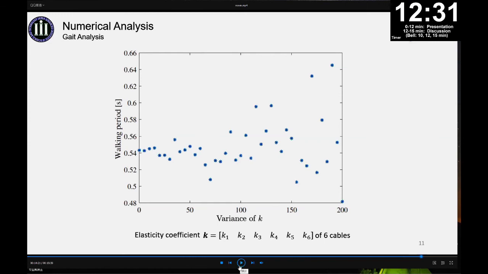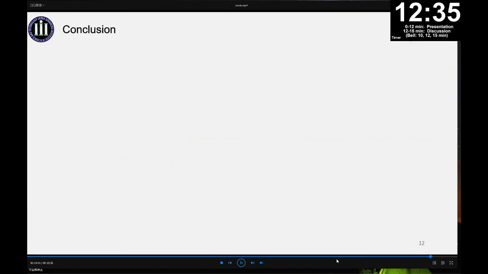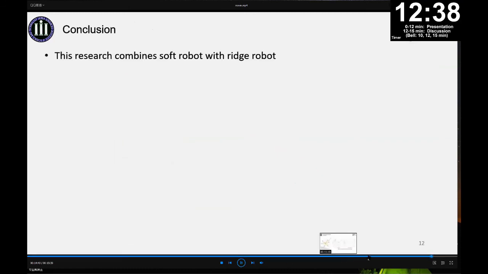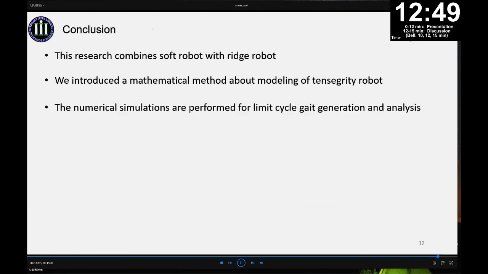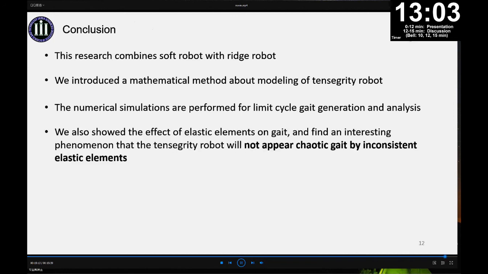The points of step period are all over the figure. To conclude, we have designed this rigid robot, and introduced a mathematical method for modeling of the Tensegrity robot. Numerical simulations are performed for limit cycle gait generation and analyzed. We also show the effect of elastic elements on gait, and find an interesting phenomenon that the Tensegrity robot will not show chaotic gait because of inconsistent elastic elements.